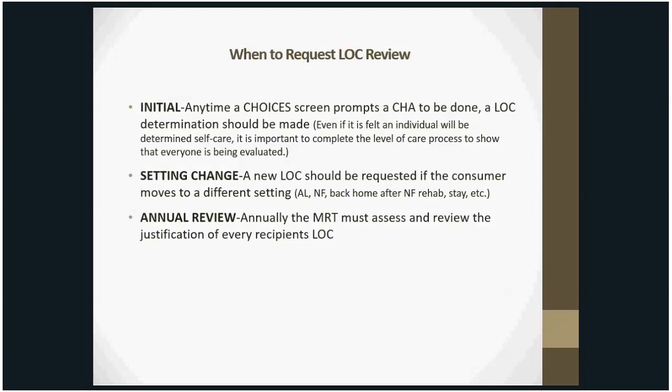And then, of course, an annual review. Annually, the MRT must assess and review the justification of every recipient's level of care.